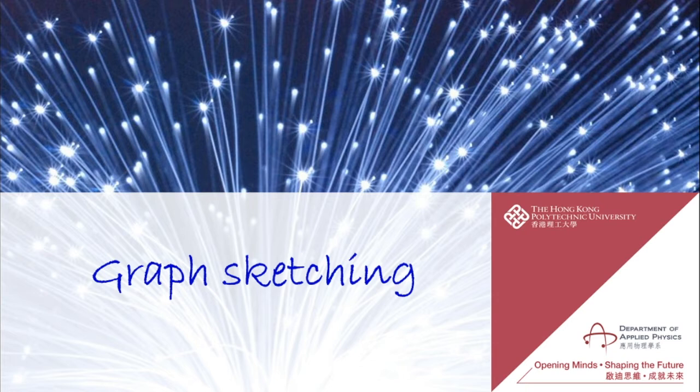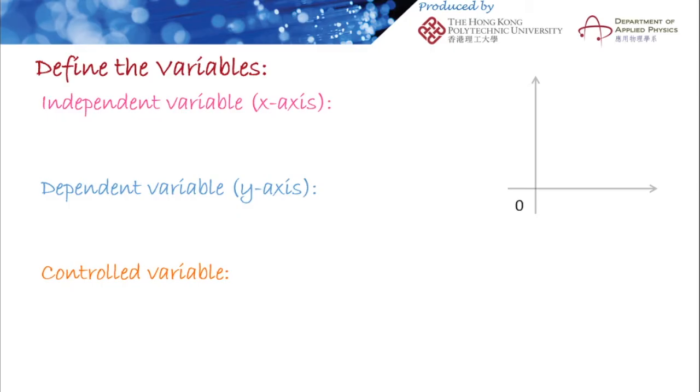According to a graph, we can know the data trends and the relationship between variables. Today, we are going to talk about graph sketching. Firstly, we can set a problem or a phenomenon to be explored. Then different variables will be set.